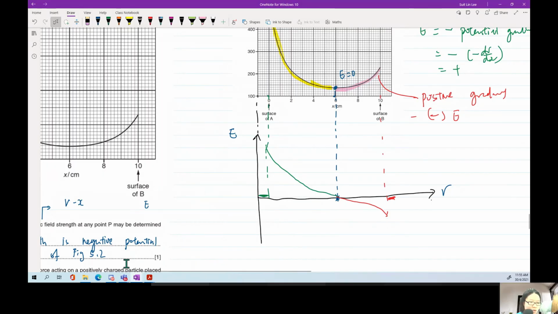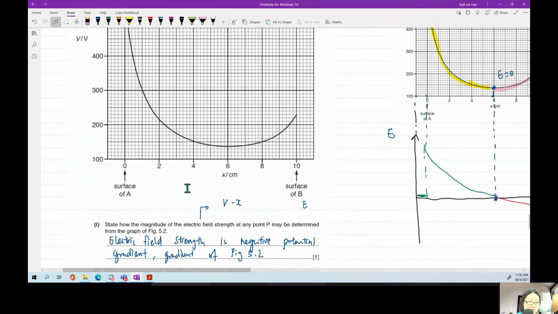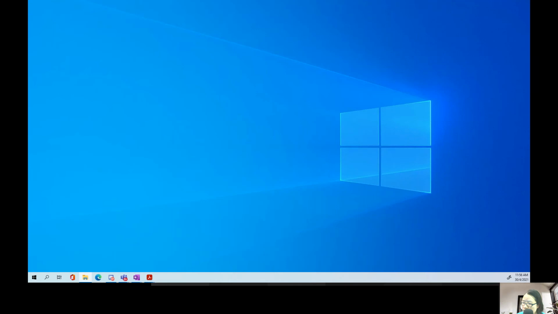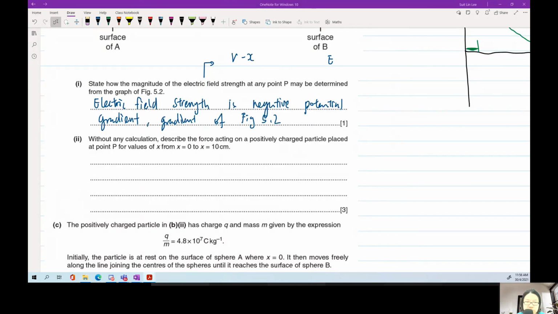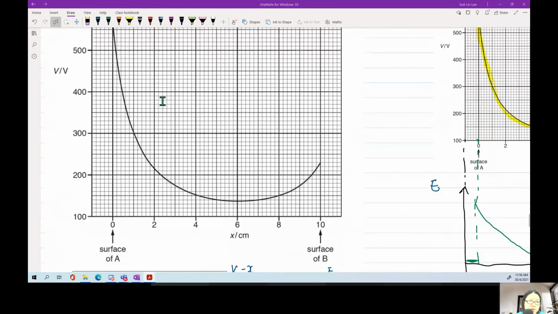Okay? So when you want to describe this, of course, a good math student should be able to see the gradient now. But if you cannot, then you can sketch it out at the side. Because in part 2, they are asking you, without any calculation, to describe the forces acting on a positively charged particle placed at point P from 0 to 10 cm. How does the force change?